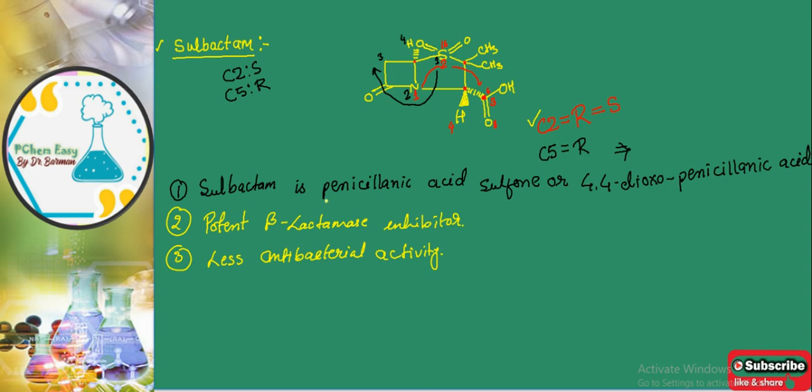Now, the important point here, sulbactam is a penicillanic acid sulfone. This is the sulfone. If you remove these two double bonds, it will be penicillanic acid, but it is a sulfone derivative. You can also write 4,4-dioxopenicillanic acid. 1, 2, 3, 4. So the 4 position sulfur is having 2 ketone groups, so 4,4-dioxopenicillanic acid. Potent beta-lactamase inhibitor, less antibacterial activity.